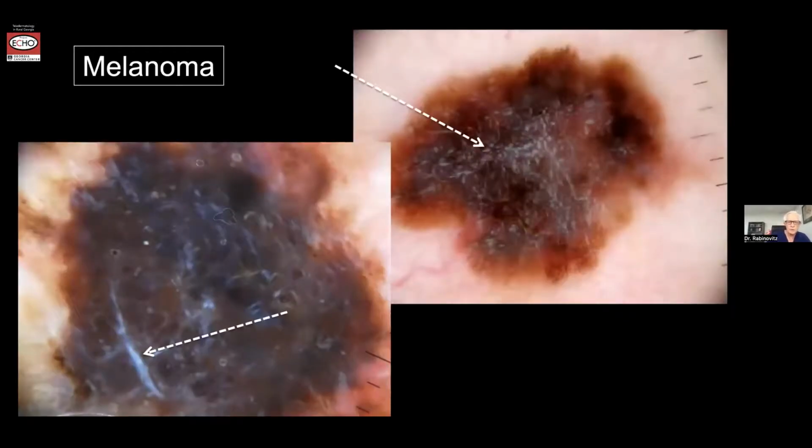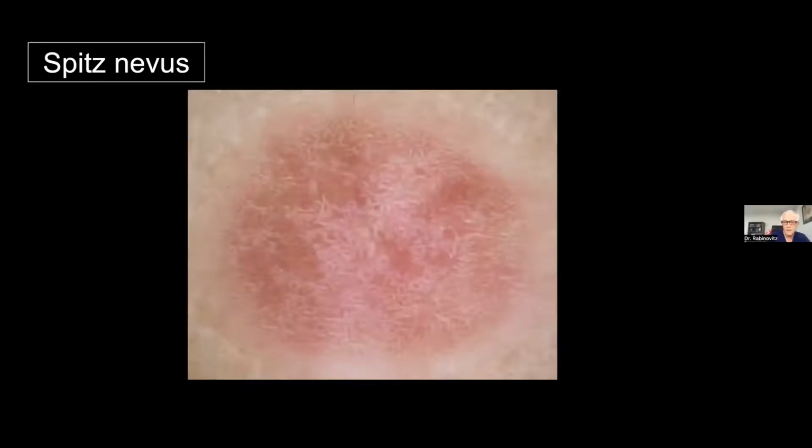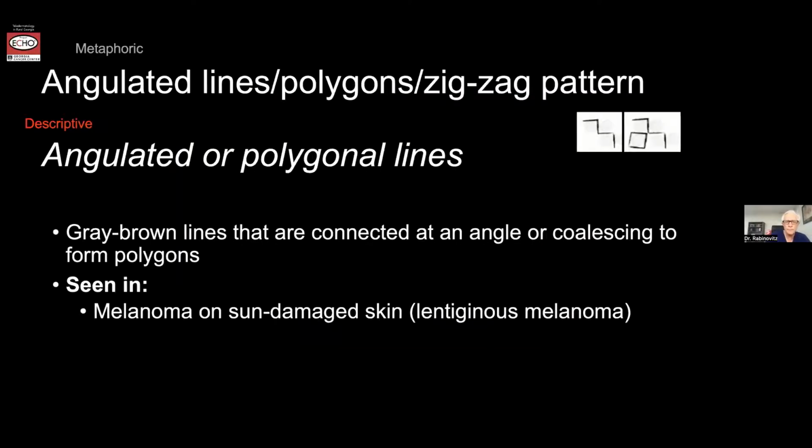And here are two examples of melanomas with these shiny white structures in the polarized mode. We don't see these shiny white structures in the contact non-polarized mode. A Spitz nevus can have these shiny white lines. Another term is called angulated lines, polygons, or zigzag pattern. And these angulated or polygonal lines are gray-brown lines that are connected at an angle or coalesce to form polygons, and they're often seen in melanomas on sun-damaged skin.